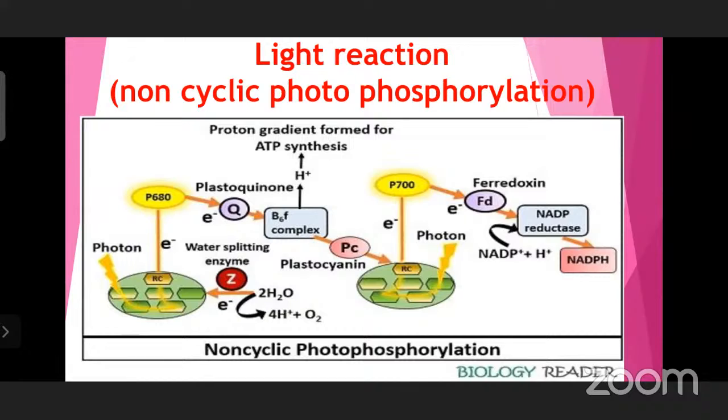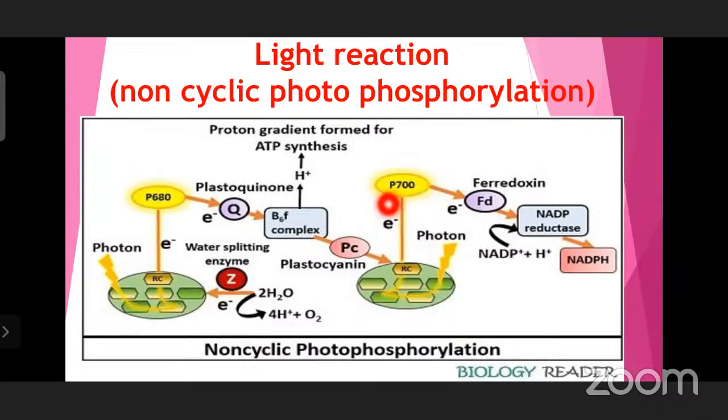Now that you are having clarity about two photosystems, what are those two photosystems? PS1, where is PS1 located? Not PS1, PS2. PS2 is located at 680 wavelength, and PS1 is located at P700, 700 nanometer wavelength.